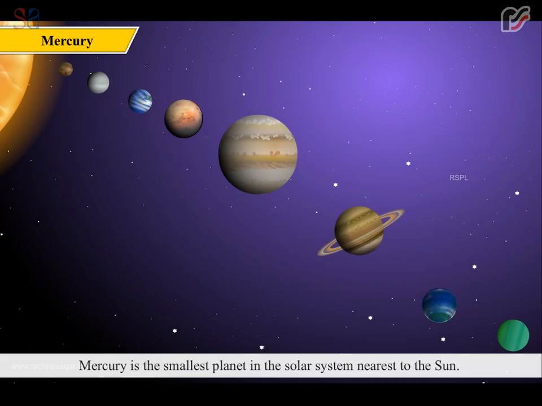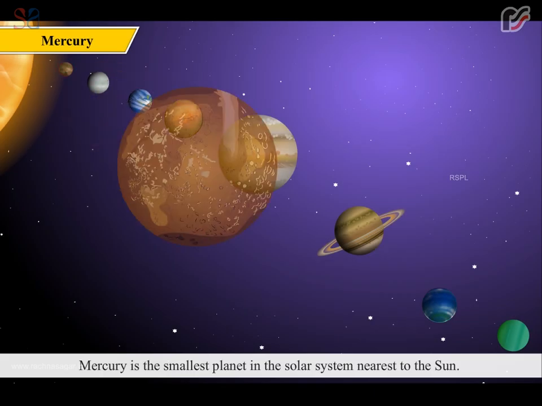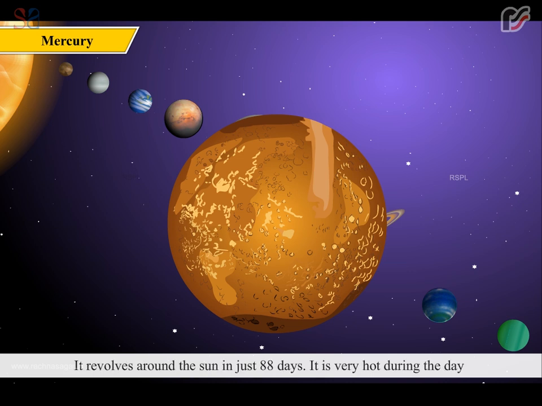Mercury is the smallest planet in the solar system, nearest to the Sun. It revolves around the Sun in just 88 days. It is very hot during the day and very cold during night. It does not have any moon.